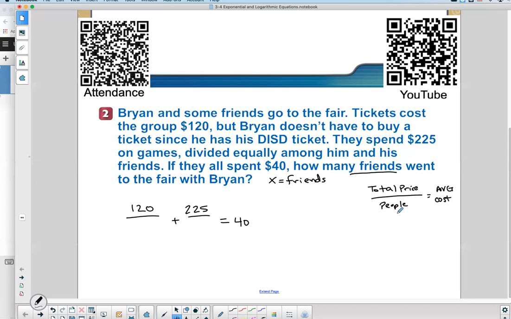So all I need to figure out is how many people paid for the 120, how many people paid for the 225. So in this problem, tickets cost $120, but Brian doesn't have to buy a ticket. So who pays for tickets? Friends. Friends only. Who pays for the games? All the friends plus Brian, and Brian's the +1. So I'll put that over here so we know Brian is the +1. So this right there will solve our problem.